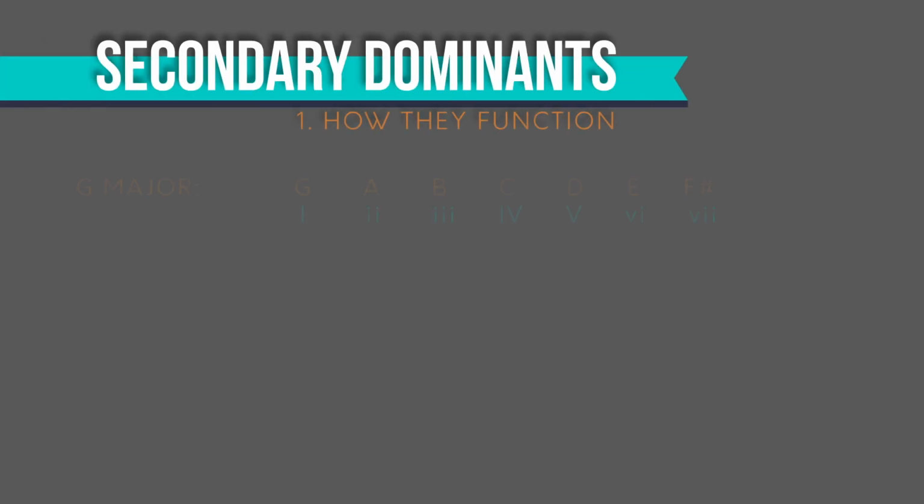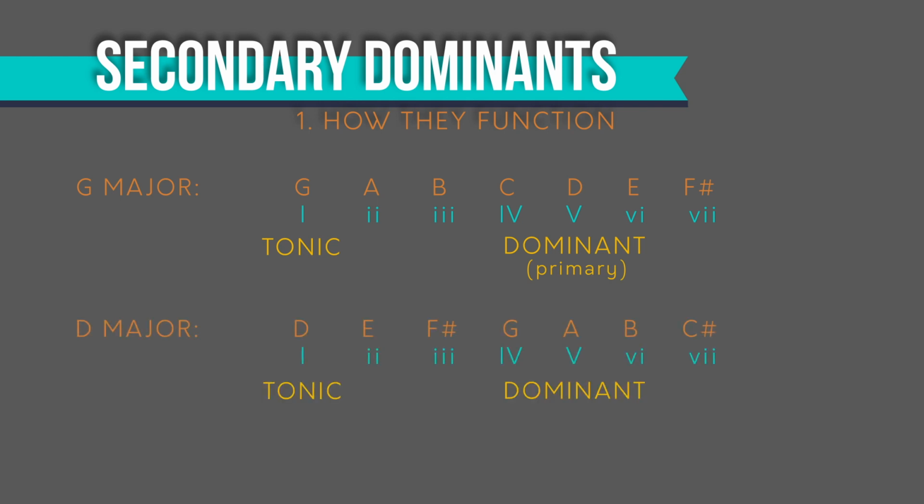So, in the key of G, G is the tonic and D is the dominant. We might, for the sake of this conversation, call D the primary dominant. In the key of D, D is the tonic and A is its dominant. But then in the key of G, A is the dominant of the dominant, or the secondary dominant. This cadence creates sort of a temporary modulation to that key.